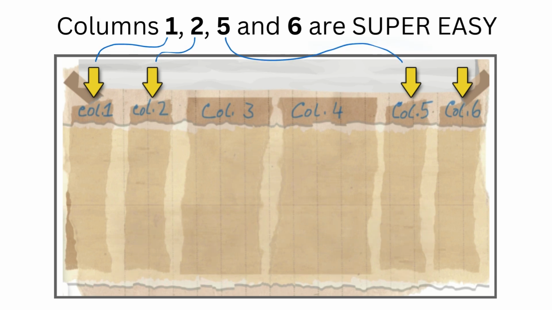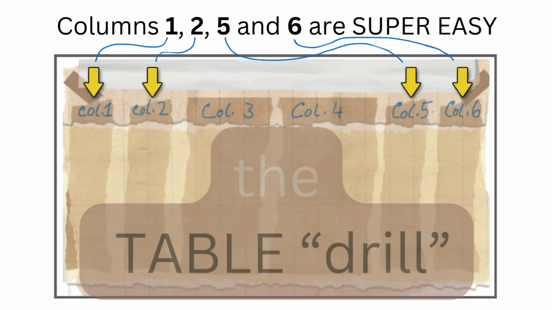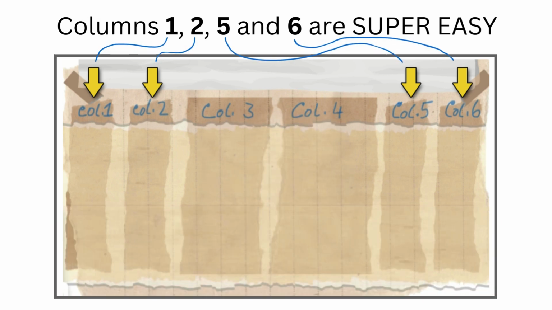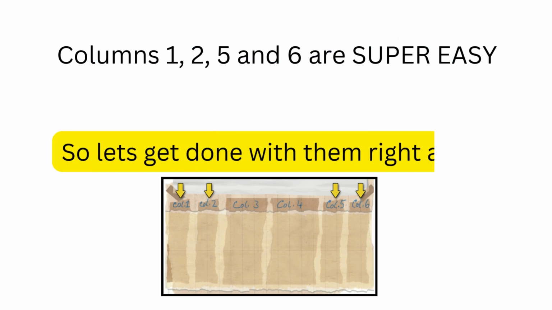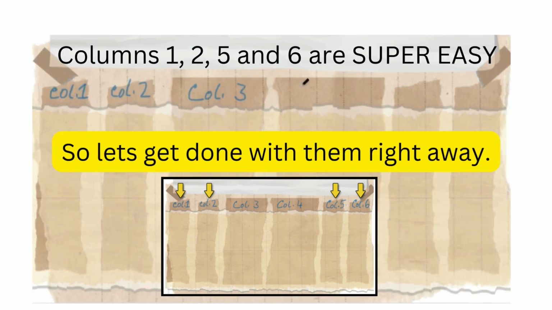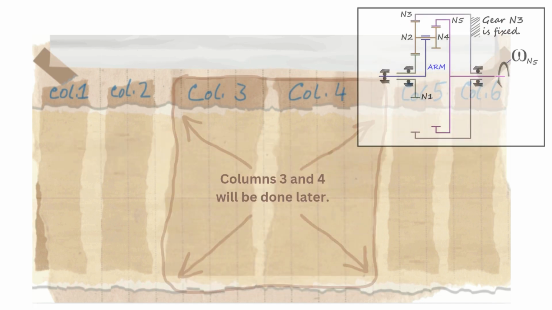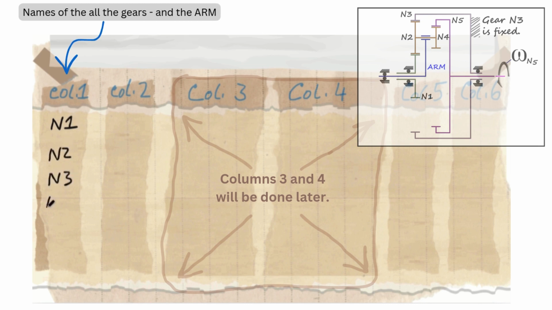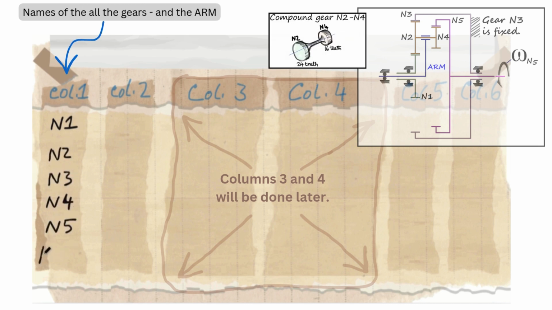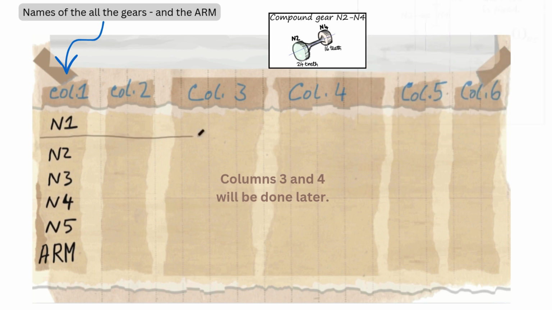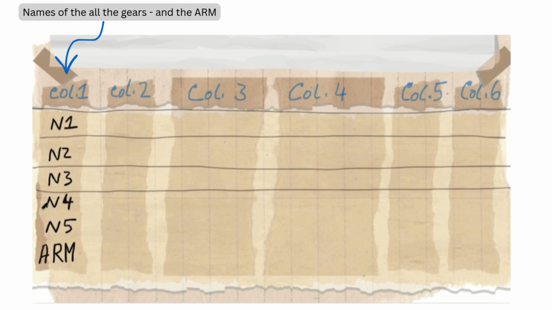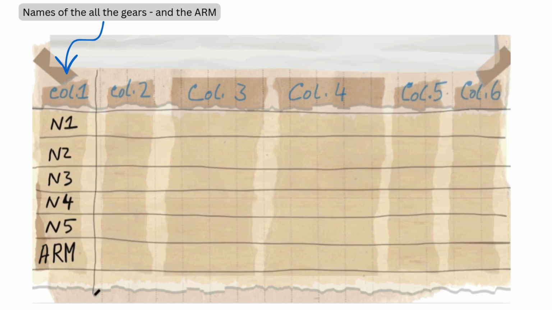So now we apply what I call my table drill to solve this problem. Columns 1, 2, 5, and 6 are super easy and require no brain cells at all. So let's fill them up first. Column 1, just list all the gears in the drivetrain. Even though N2 and N4 are actually a compound gear, list them separately. Include the arm as well.